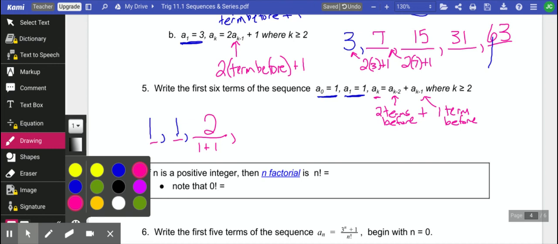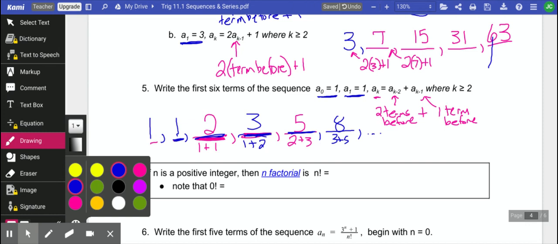I might switch colors here. To find this term, we have to take the term that's 2 before it and add it to the term that's 1 before it. It's going to be 3. Then to find this term, we have to take the term that's 2 before it and the term that's 1 before it. That's 5. I think we need to do this one more time. Take the term 2 before and add it to the term that's 1 before. And that'll keep going. Okay.